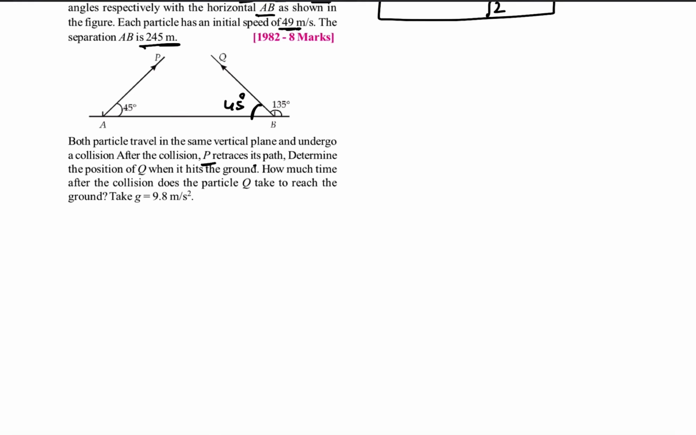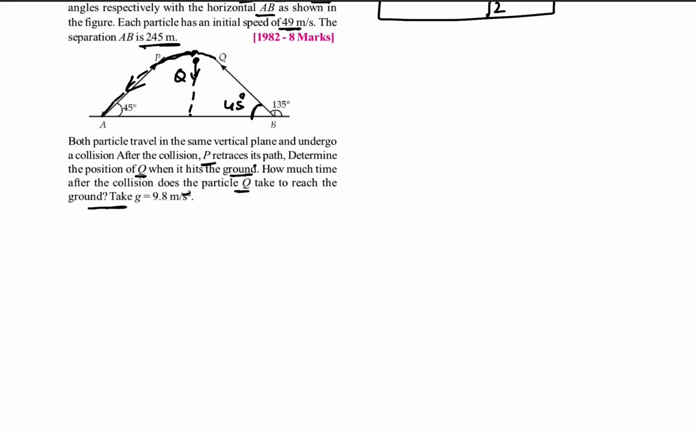Both the particles travel in the same vertical plane and undergo collision. After the collision, P retraces, nothing but after collision it is again coming back to the original position, and Q continues. Determine the position of Q when it hits the ground. How much time after the collision does the particle Q take to reach the ground?